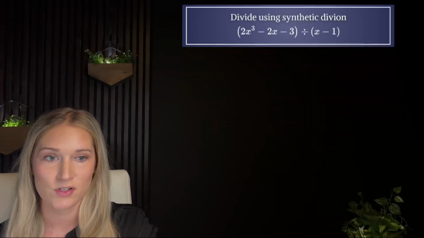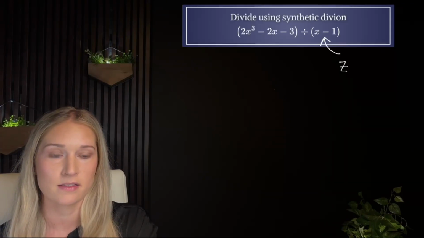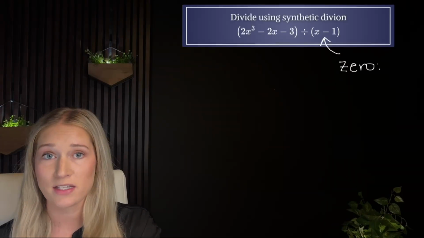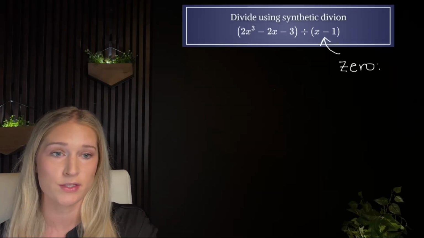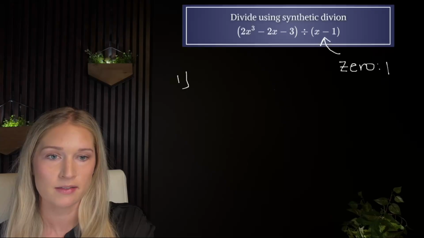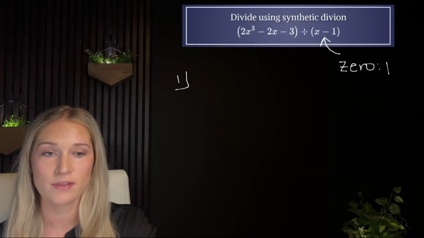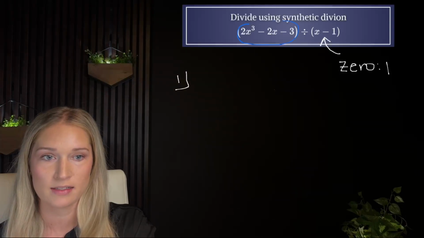To set up synthetic division, what I'm going to do is take the 0 from that divisor, which is the x value that makes it 0. So that's going to be a positive 1. I take that positive 1 and I put it in a little box here. Next to that box, I'm going to put all of the coefficients of my dividend.